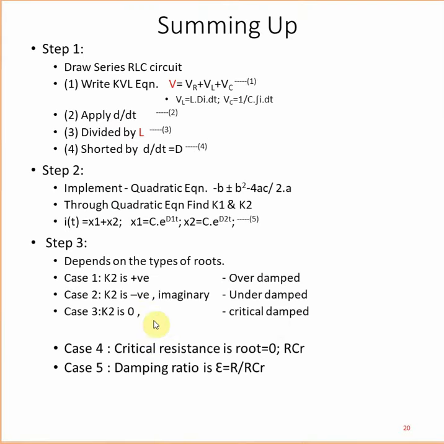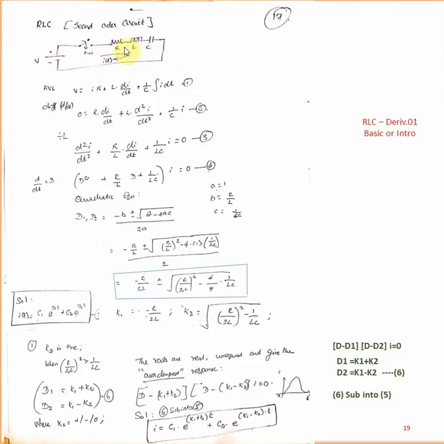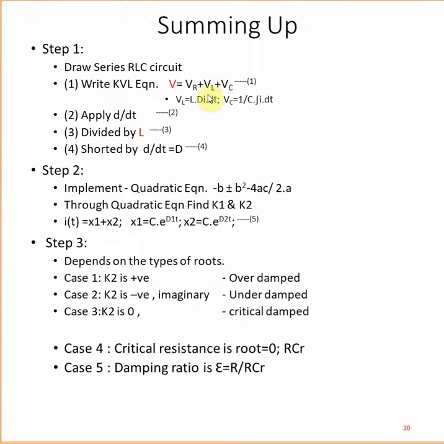So once again I am going to sum up the RLC series circuit. Step 1, you are going to write the KVL. Draw the circuit. Then KVL: V is equal to VR plus VL plus VC. Then VR you can substitute, VL you can substitute, VC you can substitute. What is VL? This is VL. What is VC? This one. Just substitute. First equation over.